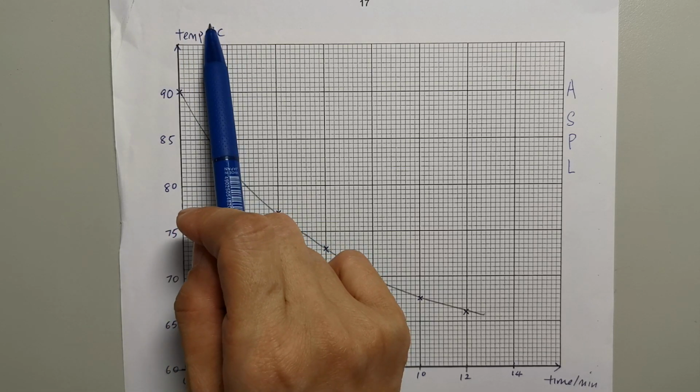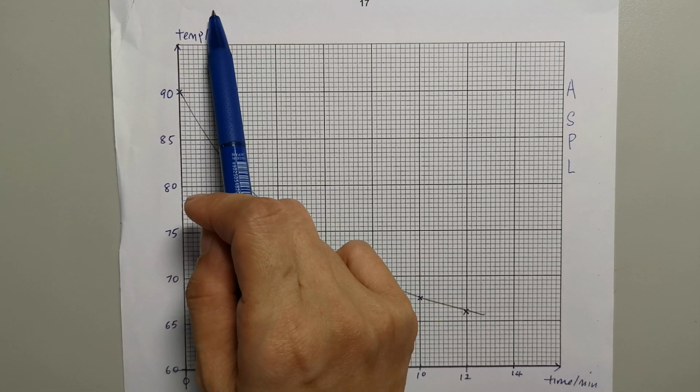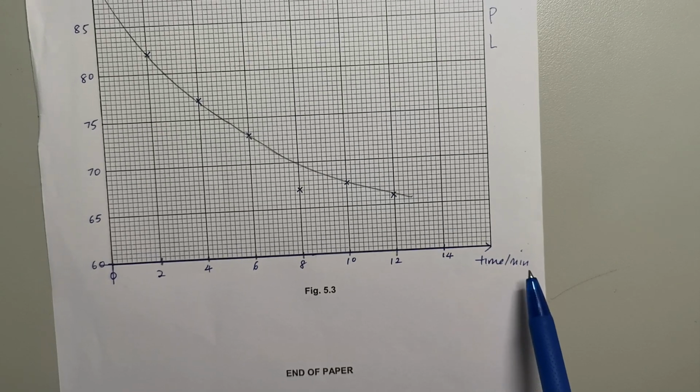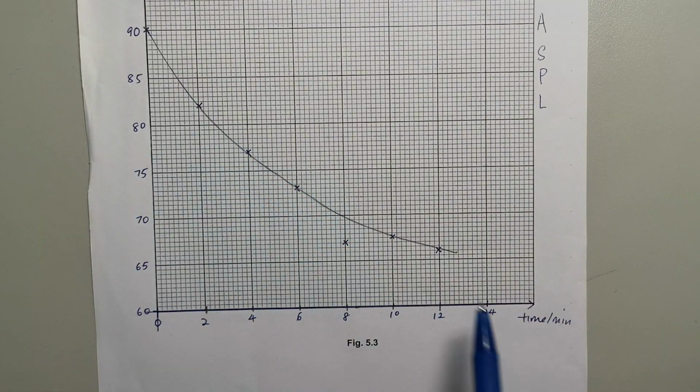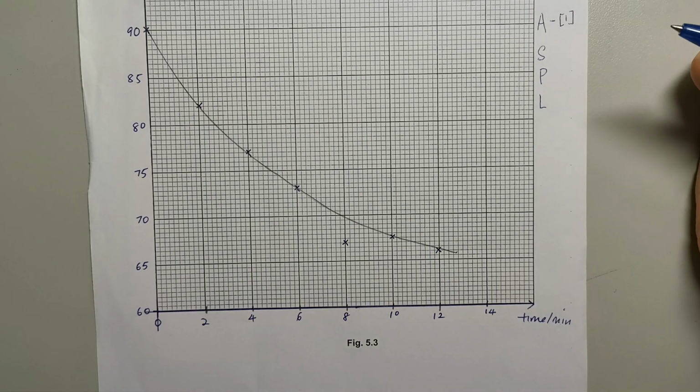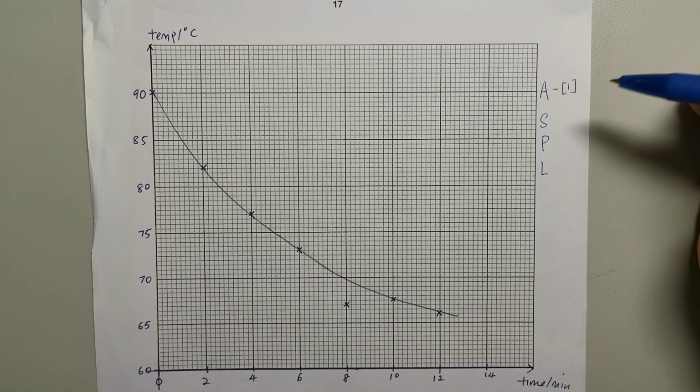Okay, temperature, degrees Celsius, and with a stroke. And this side is time stroke minutes. Okay, so by labeling this, you will get 1 mark for A, correct axis and correct labeling.